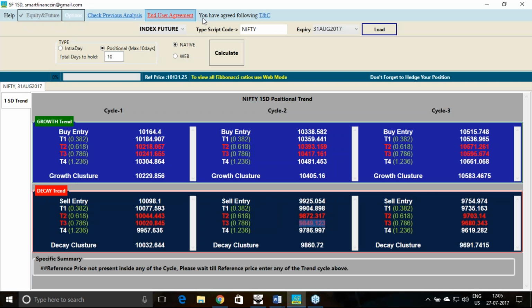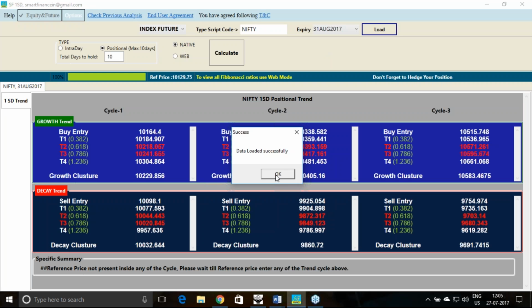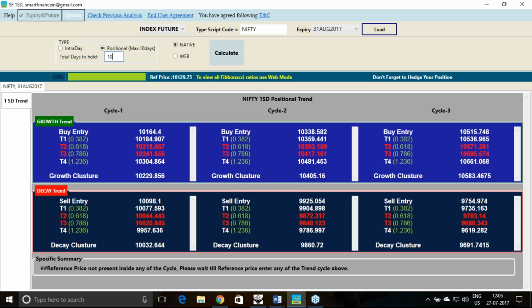Suppose I am going for the trend analysis for Nifty, and I will be just taking the help of our 1 standard deviation coming 10 days period. I am just calculating August series I have taken. So the reference is being drawn at 10,130, and this is the trend it is suggesting. Suppose I am buying the future here at 10,129, and I am selling 10,200 call option of September expiry.